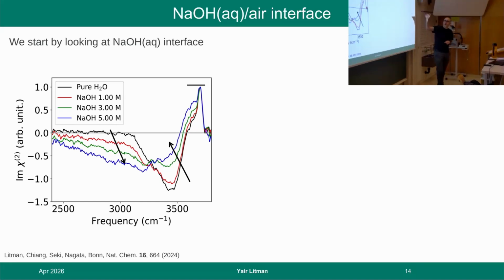We have no change in the free OH, and the free OH, as you remember, is this dangling OH bond. This suggests that there is basically nothing displaced in this free OH, so this NaOH is not going to the interface. That's one sign. And the other thing we have is this positive and negative change of the signal at the same time, which again cannot be explained by the simple double layer approach.